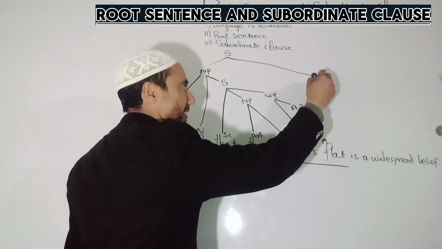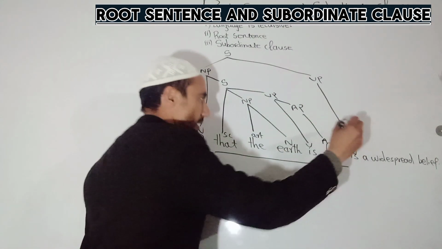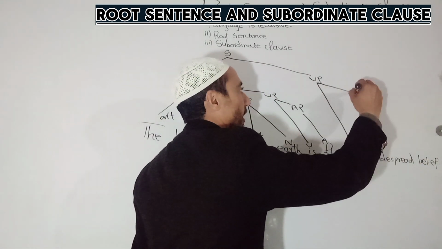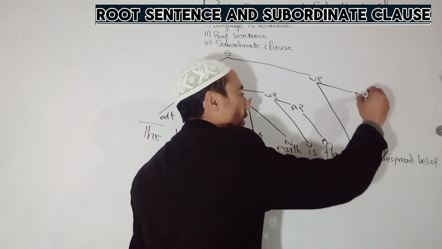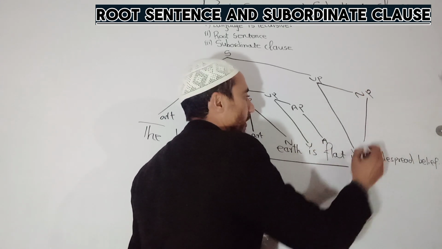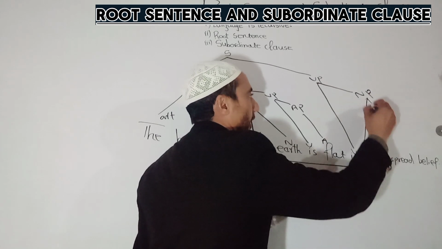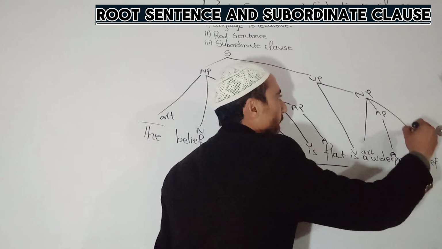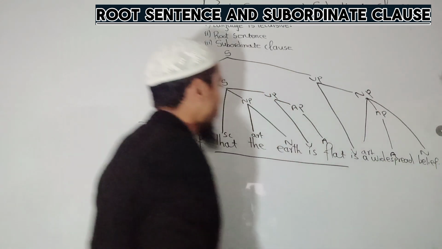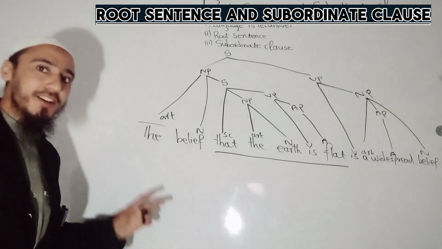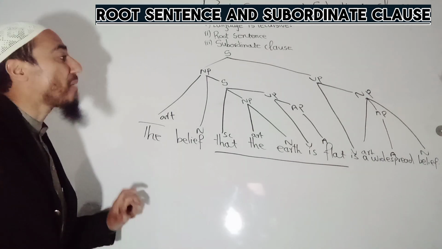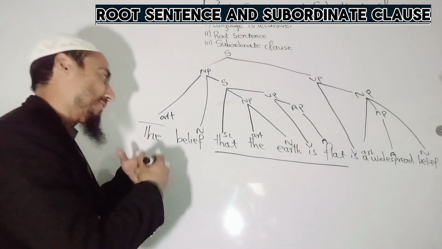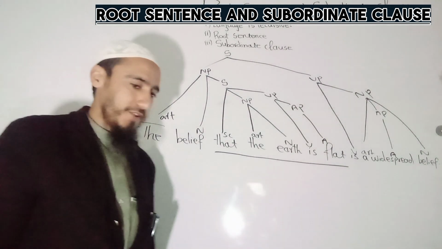So here we have VP, that is we. A widespread belief, that is a noun phrase. I'm taking NP from here. In the noun phrase we have an article, we have AP, adjective phrase, that is a, and we also have N, that is belief. So this is also the clarification of my claim that a subordinate clause also comes after the noun phrase.